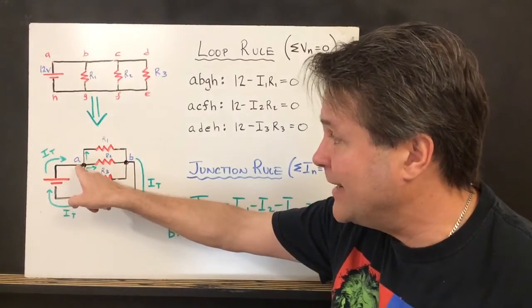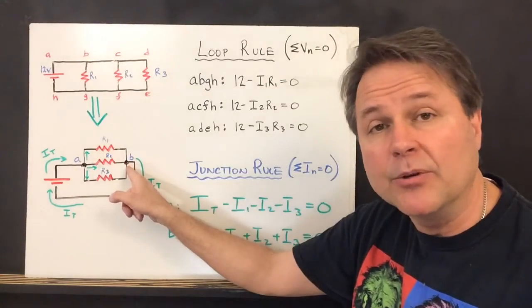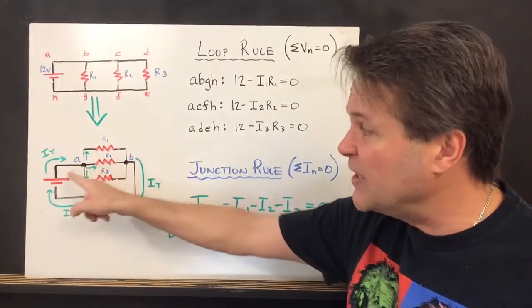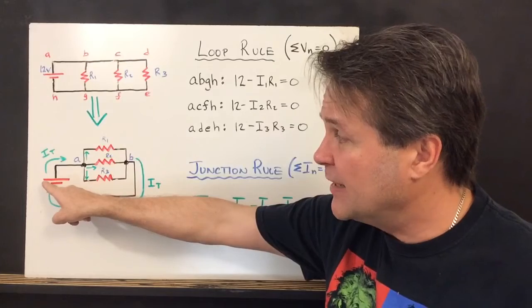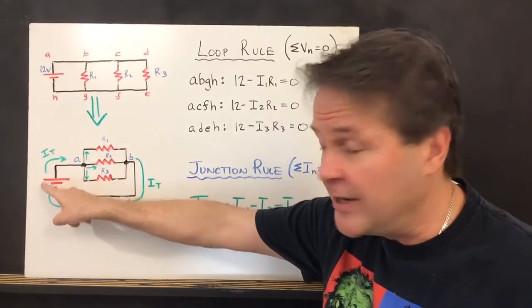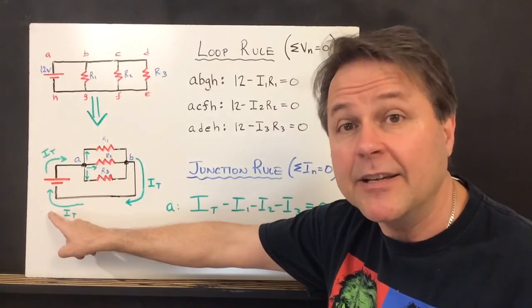The current coming into A has to be equal to the current coming into B, and we see that from the diagram because the current coming out of the battery has to be equal to the current coming into the battery.